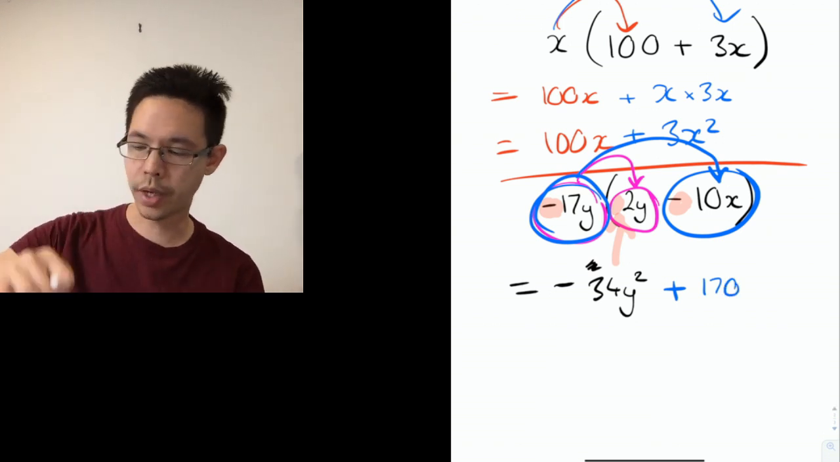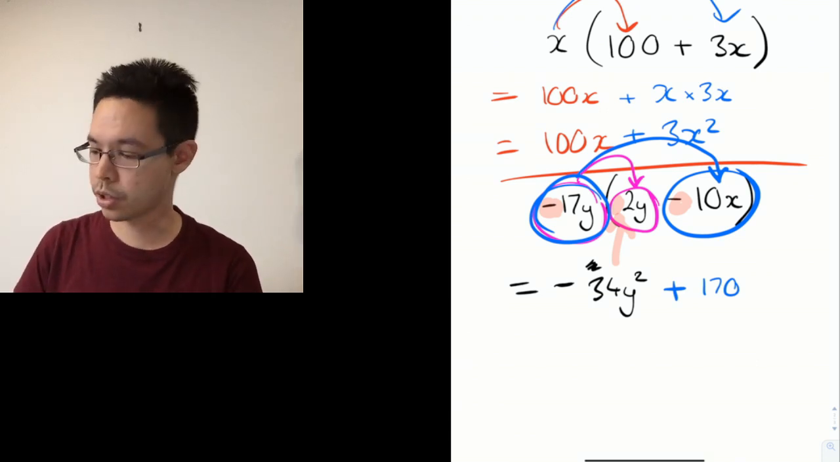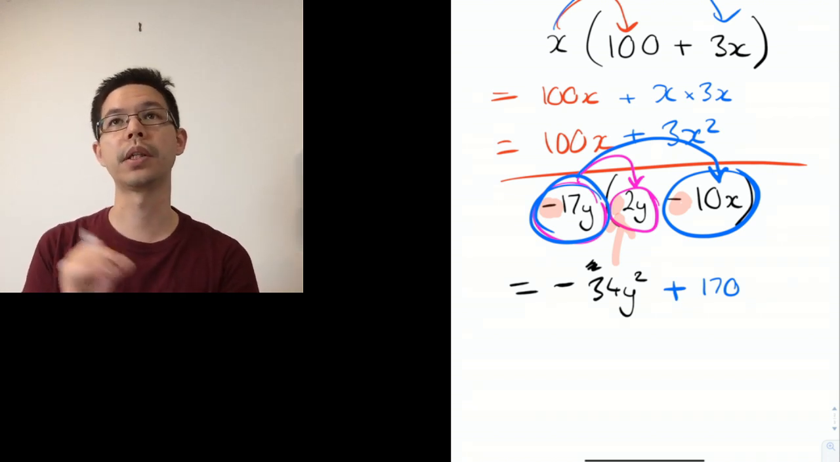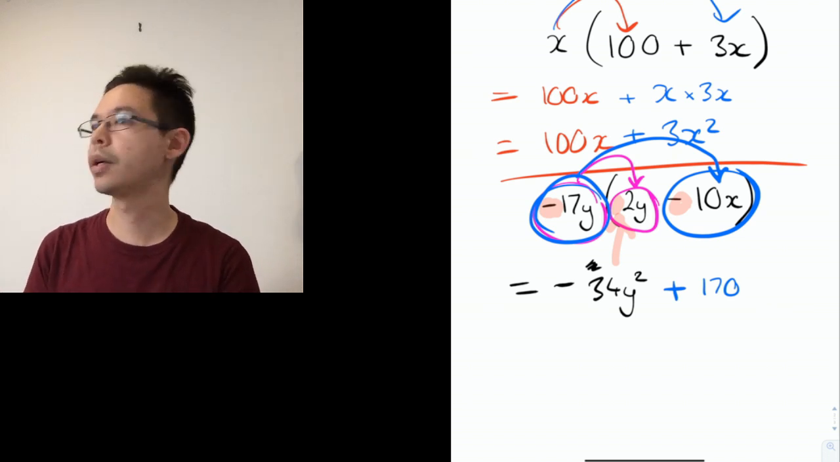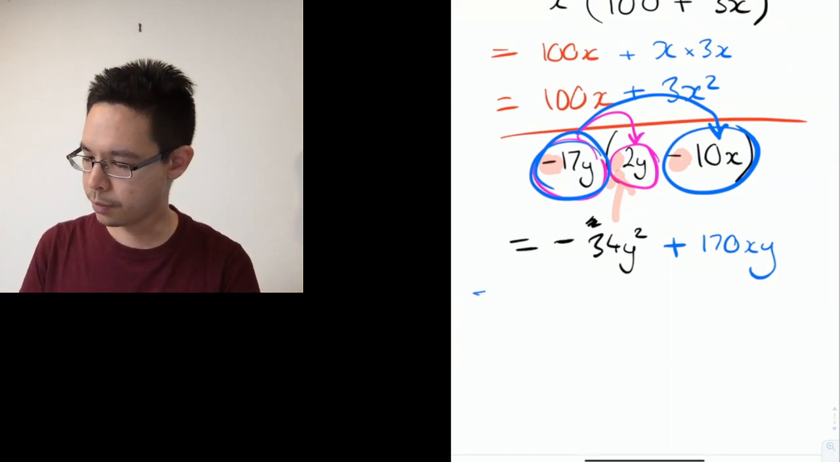And now you've got the y times x. These aren't the same letter, so they're just listed next to each other to represent that they're still multiplied. You should try and put the pronumerals in alphabetical order. x comes first in the alphabet, so xy should be the final result. I hope that helps, Jacob.